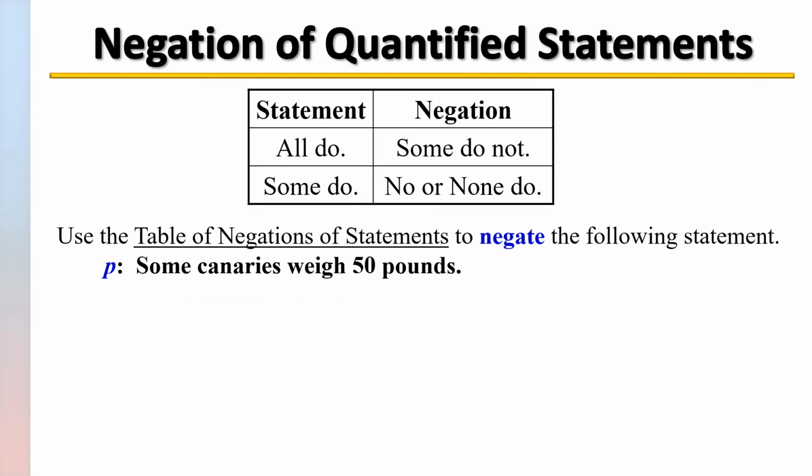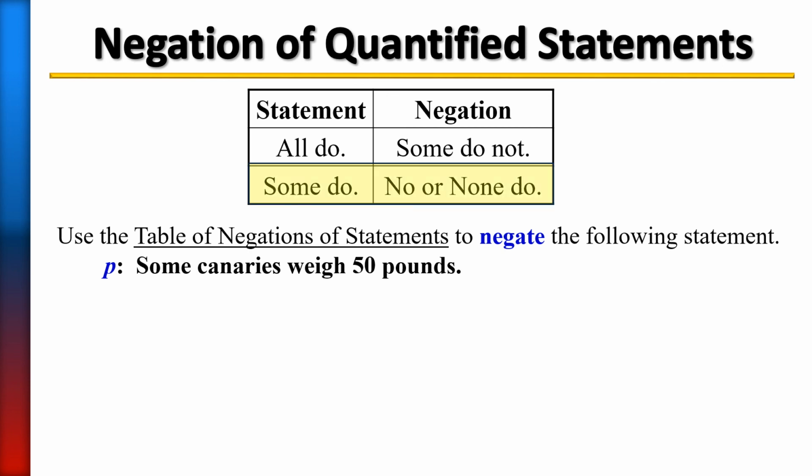Here we want to negate some canaries weigh 50 pounds. Here we have the quantifier some. So let's go to our chart. When you have some do, to negate it, it would be none or no. So the negation of some canaries weigh 50 pounds would be no canary weighs 50 pounds.